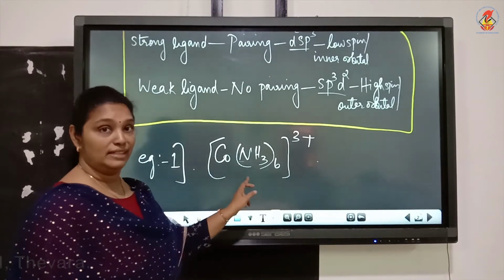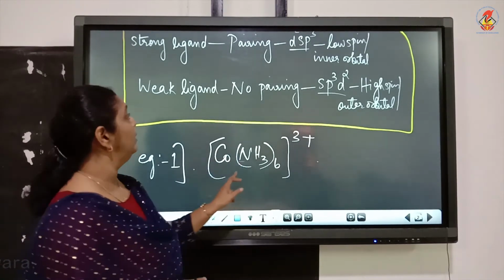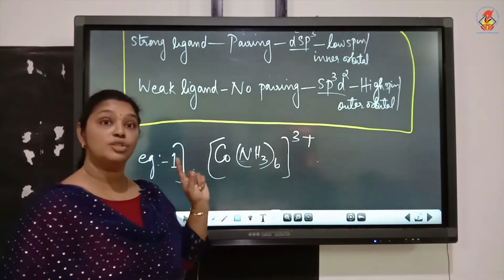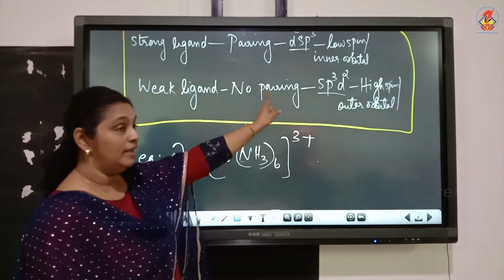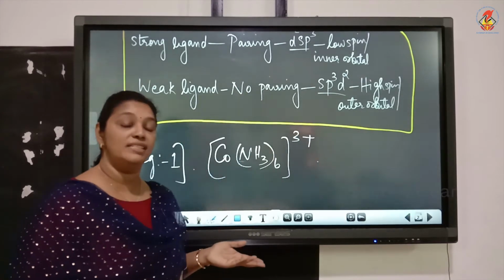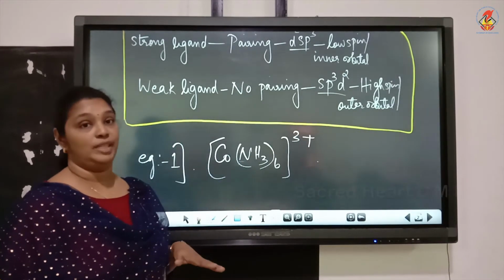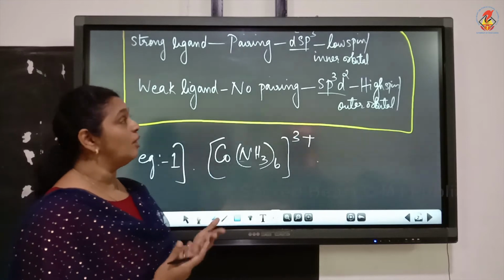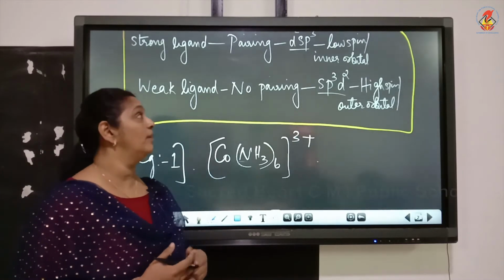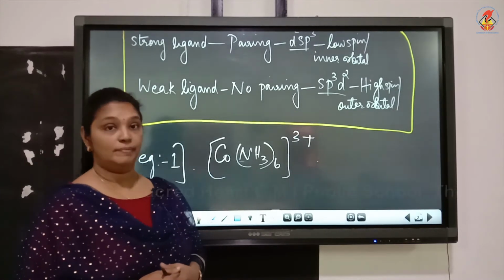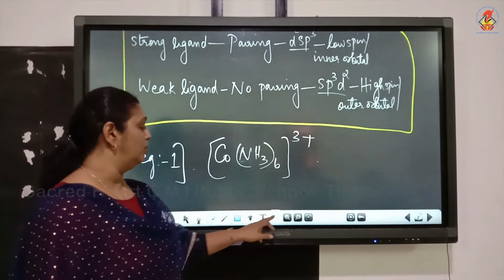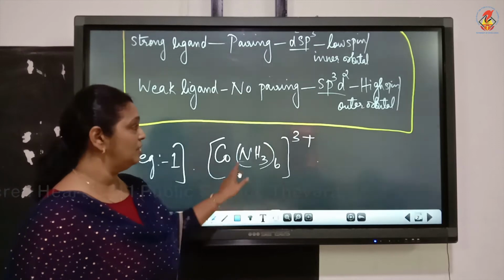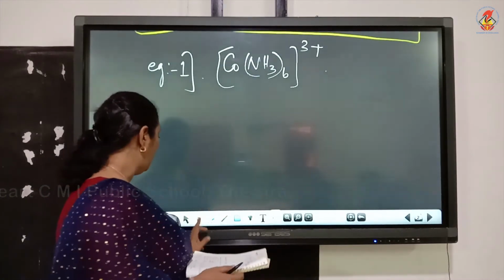Look at the ligand. What is the ligand here? Ammonia. And we know that ammonia is a strong ligand. So strong ligand means what will happen? Pairing takes place, and what will be the hybridization? d2sp3. And what type of complex is formed? Low spin or inner orbital complex. But we have to prove that this compound undergoes d2sp3 hybridization. So we have to write steps and prove.